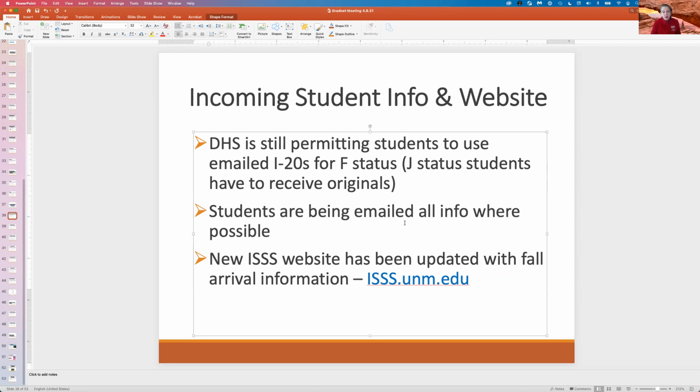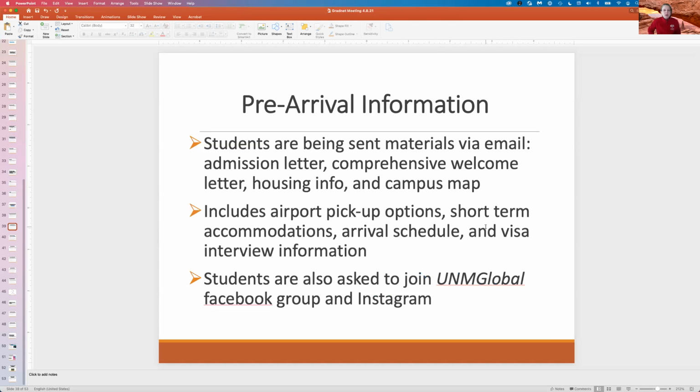Students are being emailed all information where possible, so the I-20 plus all incoming information. As I said, our website has been updated. They're getting sent, via email, links to the admission letter, a comprehensive welcome letter, which is kind of like a brochure with a bunch of different information about topics related to settling in here at UNM and in Albuquerque, housing information, and a campus map with different things marked on it.